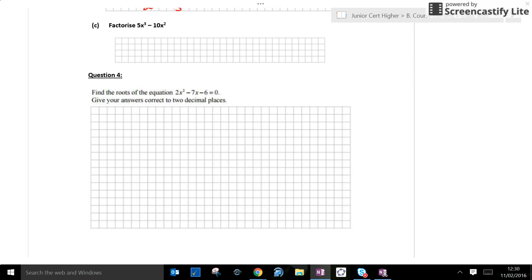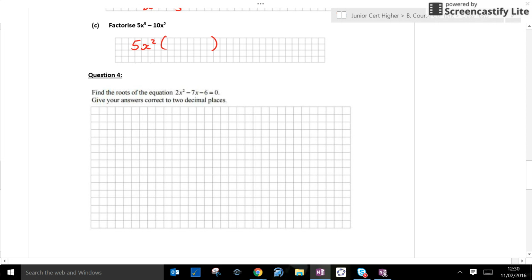Factorize 5x cubed minus 10x squared. Okay, so we have two terms. We can't use the difference of two squares because neither 5 is a square number nor 10, and we have x cubed. So therefore, we've just got to take out what is a common factor to each term. Common between 5 and 10 is 5. The highest common factor of x cubed and x squared is x squared.